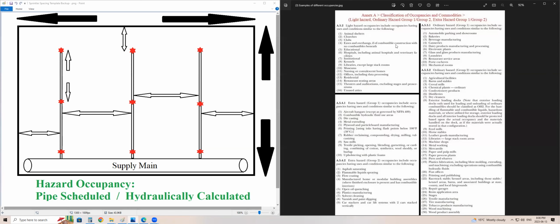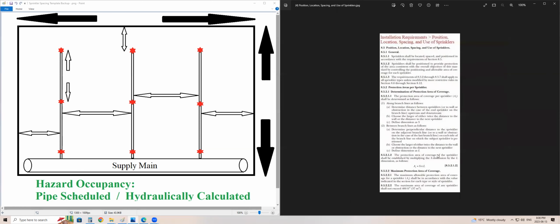So the mall common area is typically light hazard, whereas the moment you step foot into a store, the store itself is now mercantile, and that falls under ordinary hazard group two. It's a very common thing in sprinklers where we don't realize that, and we always say, oh yeah, it's a store, 7'6" off walls, 15 feet between heads, and that might not always be the case, and we're going to get into that.